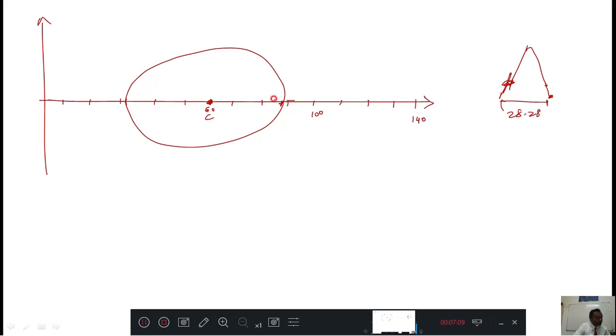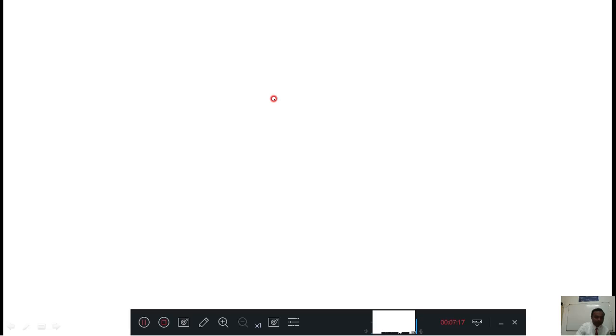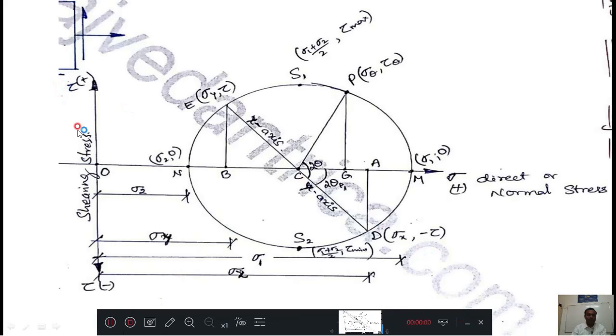Okay. The next heading is construction of Mohr circle. For that, you should see this diagram. In this one, this is the x-axis and this is the y-axis. The x-axis is considered direct stress or normal stress, and the y-axis is considered shearing stress. Positive is upwards and negative is downwards, and this side we consider positive and the other side negative.